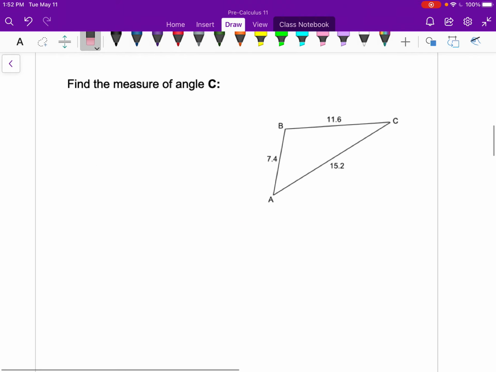All right, so let's look at this one. Again, I don't need lots of examples. I want to find angle C again. So angle C represents this angle right here. We know side C. I don't know angle A, but I know side A, and I know side B, but I don't know angle B.